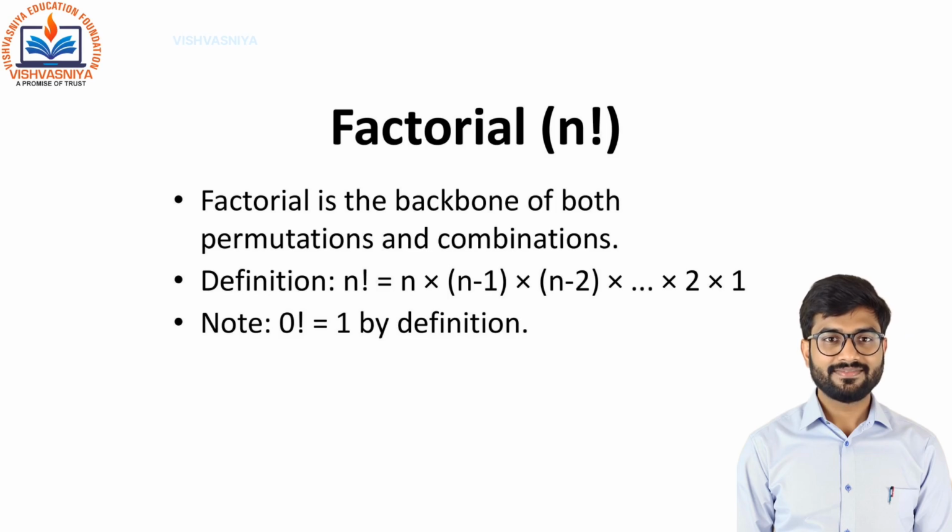Factorial. N factorial. Factorial is the backbone of both permutations and combinations. It is the product of all natural numbers up to a given number. N factorial equals n times n minus 1 times n minus 2, down to 2 times 1. Note, 0 factorial equals 1 by definition.